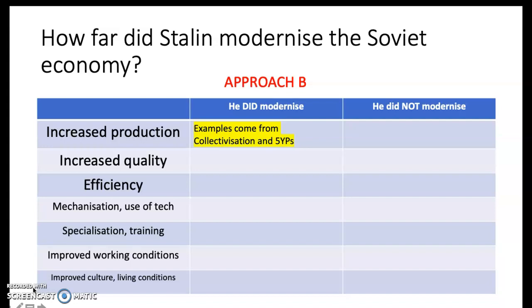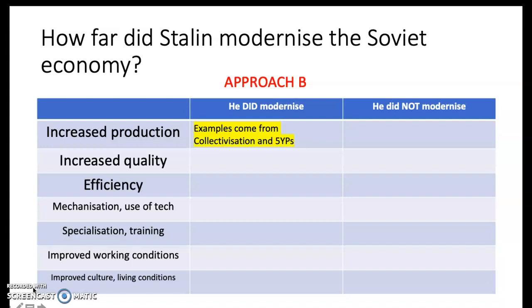So you would have had a paragraph on increased production, a paragraph perhaps on increased quality, on efficiency, mechanization, or use of technology, which could have included things like fertilizers and agronomy in collectivization, specialization and training, and some of you even got onto culture for the workers and living conditions for the workers and the collective farmers. Approach B used examples from collectivization and the 5-year plans in any paragraph.